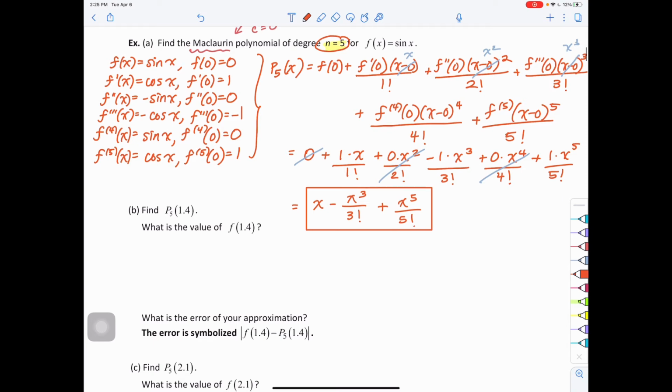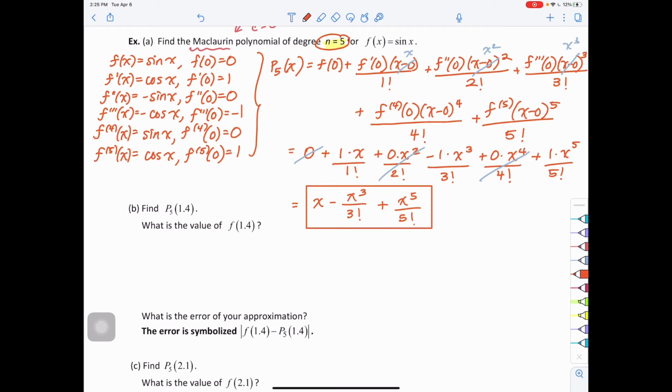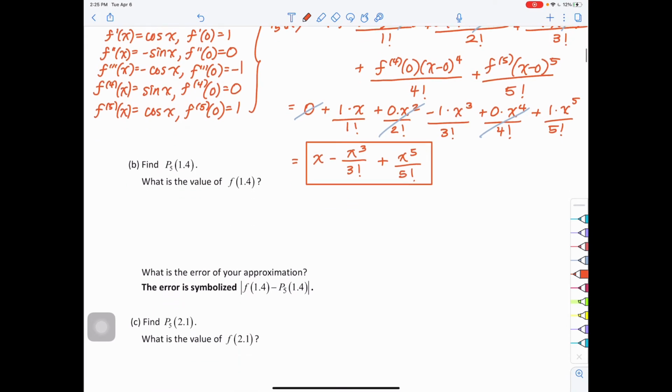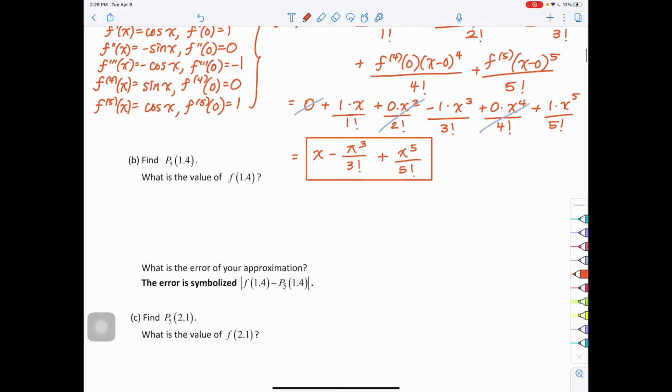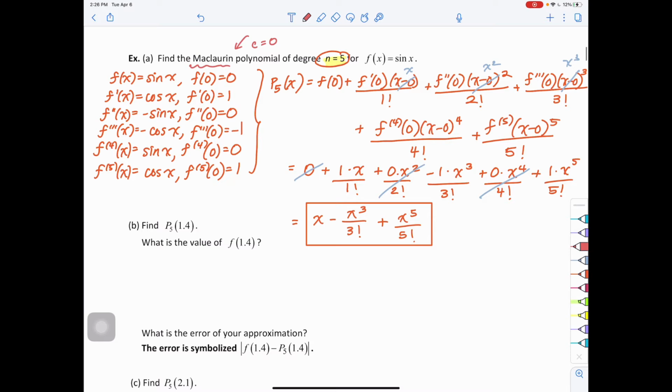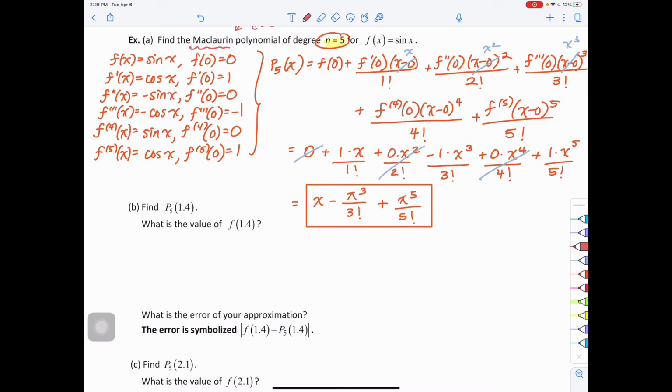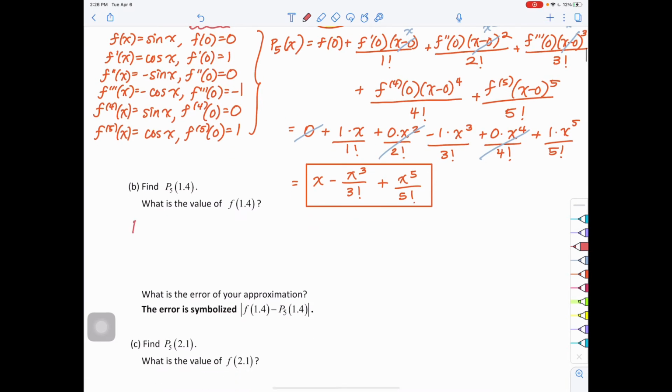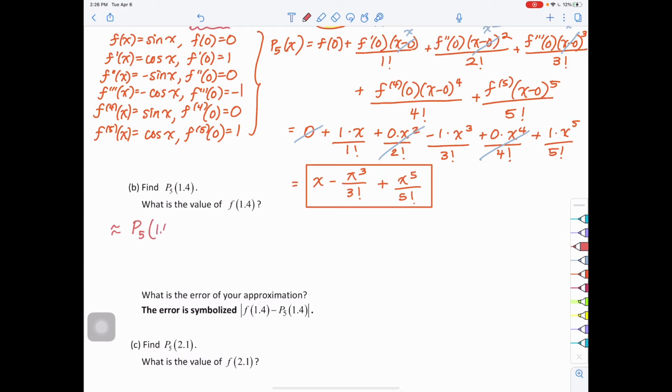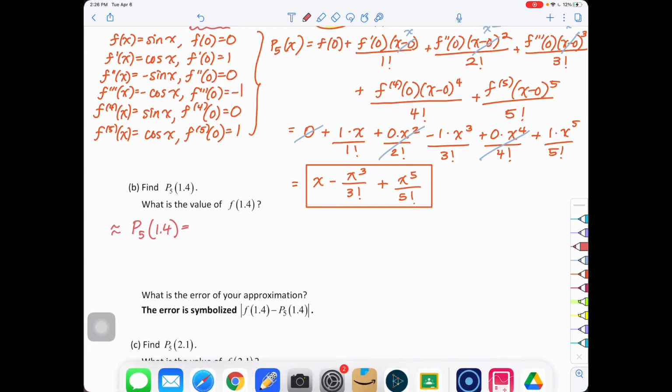Okay, let's go to B. They want us to give them f of 1.4. So basically we're going to use what we have here, P of 5, as the approximation. So it's about equal to the fifth degree polynomial evaluated at 1.4. So we could go ahead and put that in our calculator.